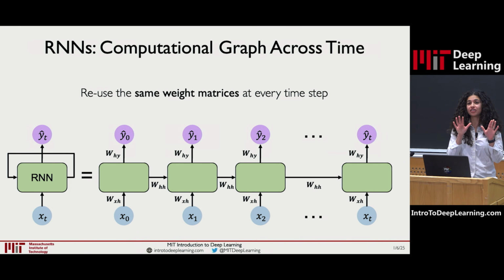Importantly, these are the same weight matrices at each individual time step. There's this, this, and this. And they're reused at each time step in the sequence. So now this tells us how we actually make these updates. How do we predict the outputs?